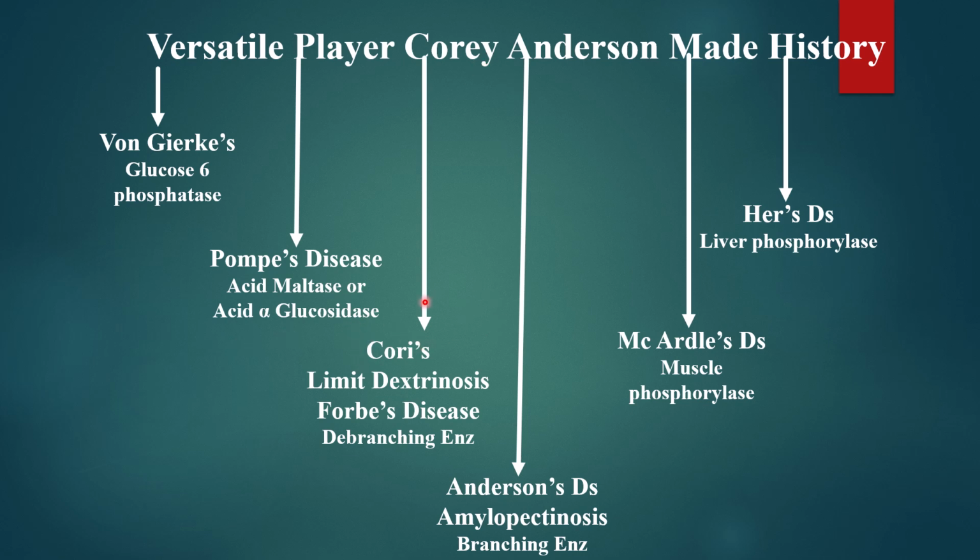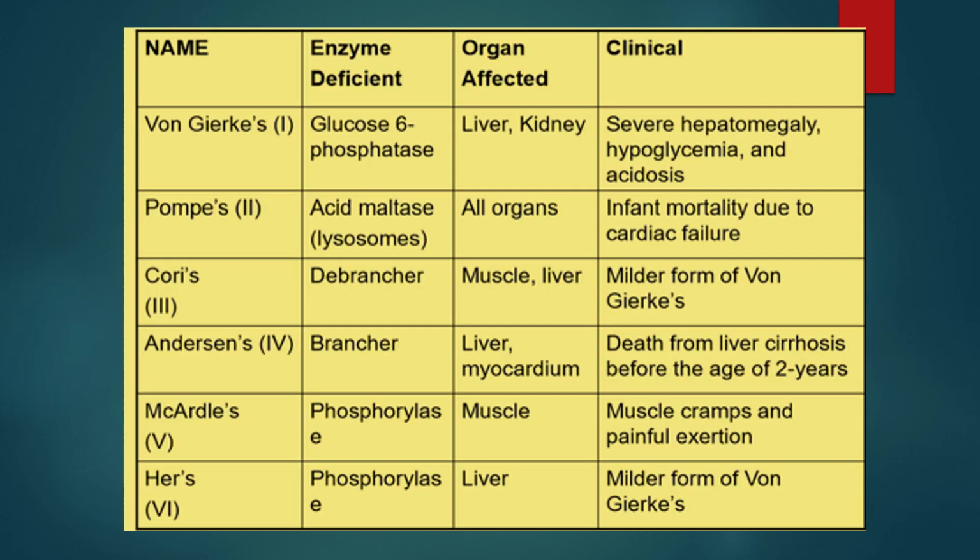Third is Cori's disease, that is due to the deficiency of debranching enzyme, that is also known as limit dextrinosis or Forbes disease. Then next is Anderson disease. Anderson disease is due to the deficiency of branching enzyme, that is also known as amylopectinosis. And then M for McArdle disease, that is due to the deficiency of muscle phosphorylase. And H for Hers disease, that is due to the deficiency of liver phosphorylase. So all these 6 types are the most common types of glycogen storage diseases.